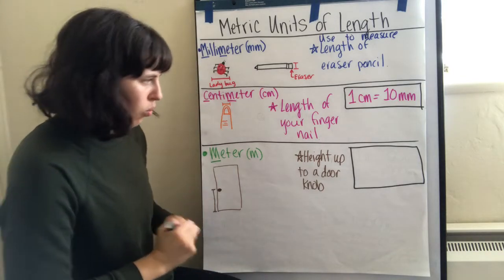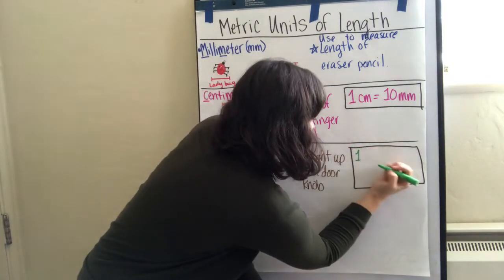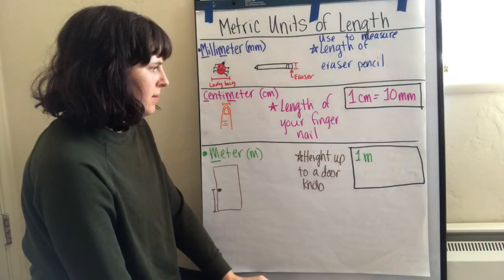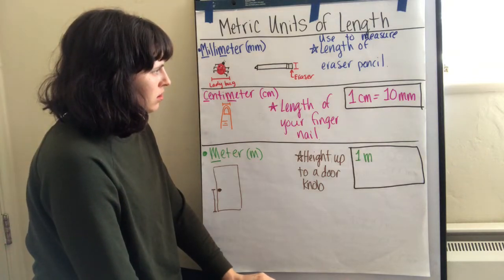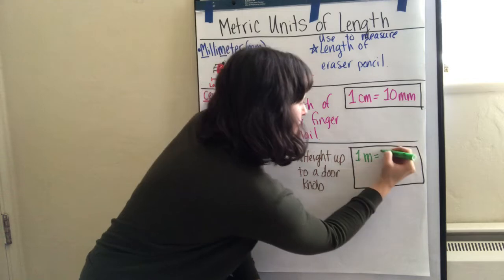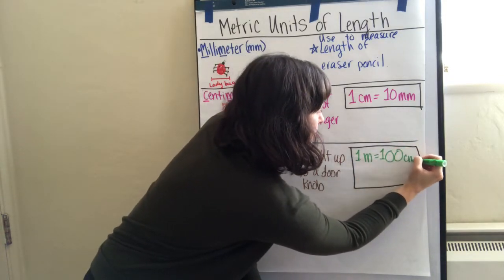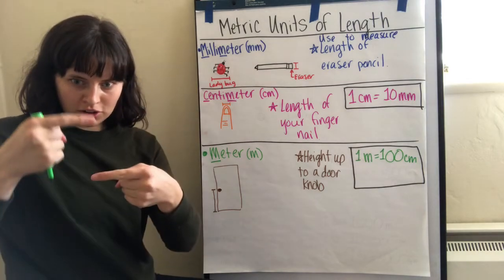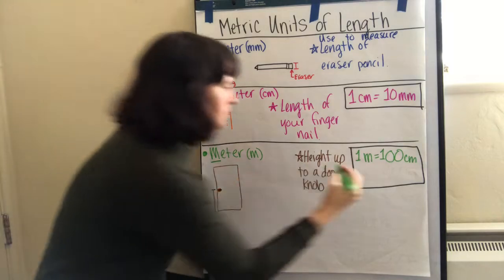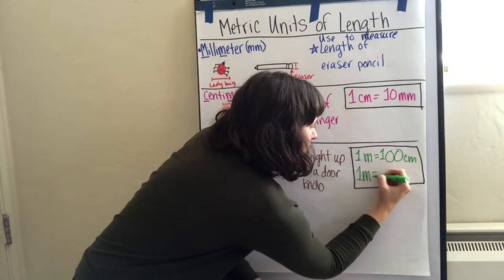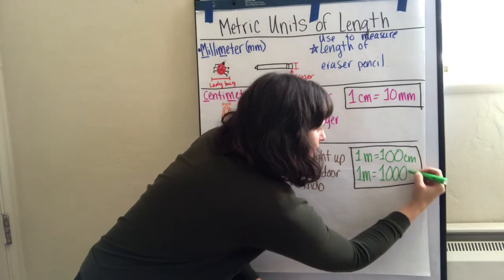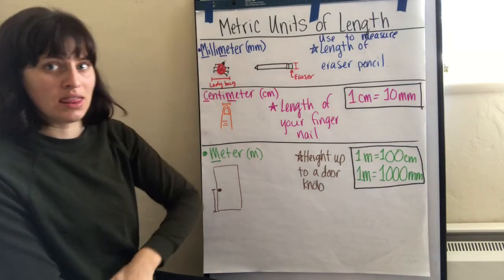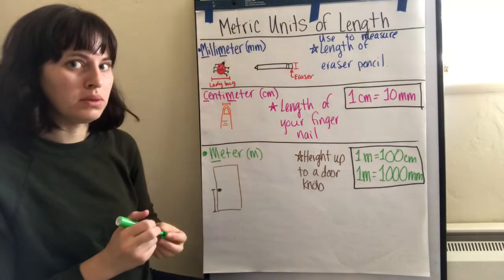So 1 meter is 100 centimeters. 100 centimeters. So think about your finger 100 times. It's about 1 meter. And then 1 meter also is 1,000 millimeters. So remember, millimeters are really teeny tiny. You would need 1,000 of them to get to 1 meter.